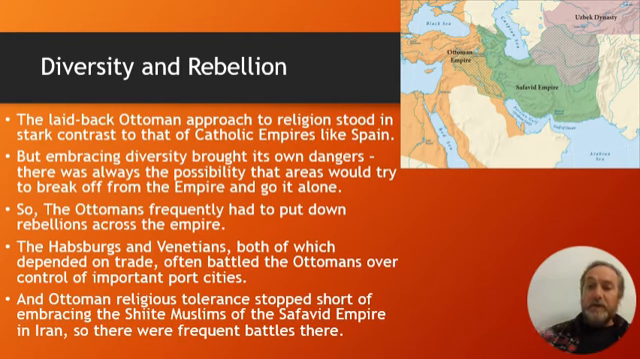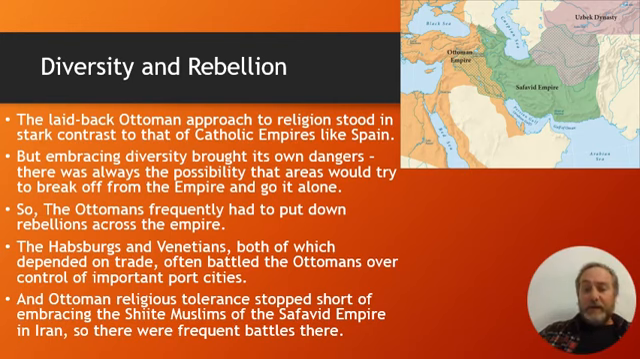So the more you let far flung areas govern themselves or run their own thing, the more likely it is at some point they're going to wonder why they're even paying taxes and try to break off from the empire and go it alone. So the Ottomans frequently had to put down rebellions here and there across the empire.